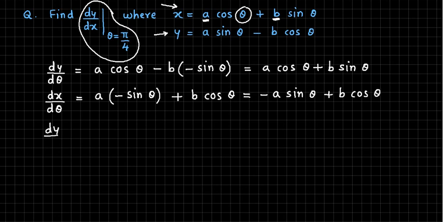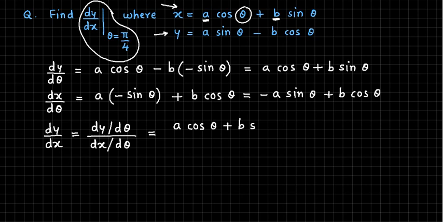Now what we want to find is dy by dx, which is given by the formula as dy by d theta upon dx by d theta. So we have to simply replace with the required expressions, that is a cos theta plus b sin theta, divided by, now while writing dx by d theta I will just write in opposite order, I will first write b cos theta minus a sin theta.